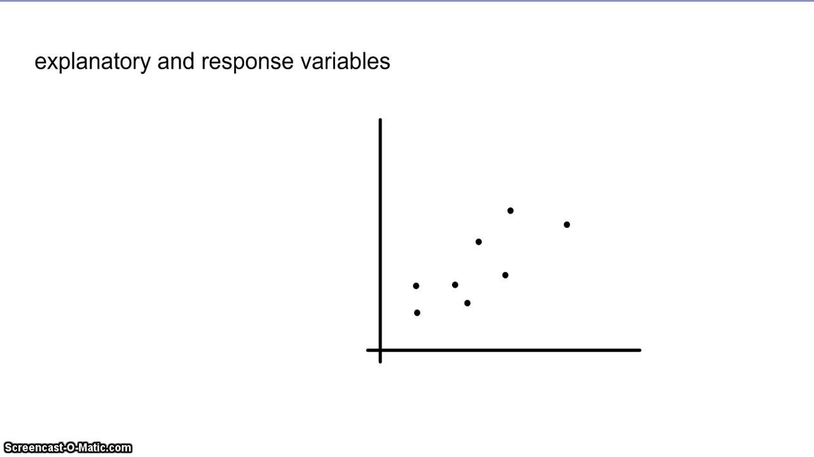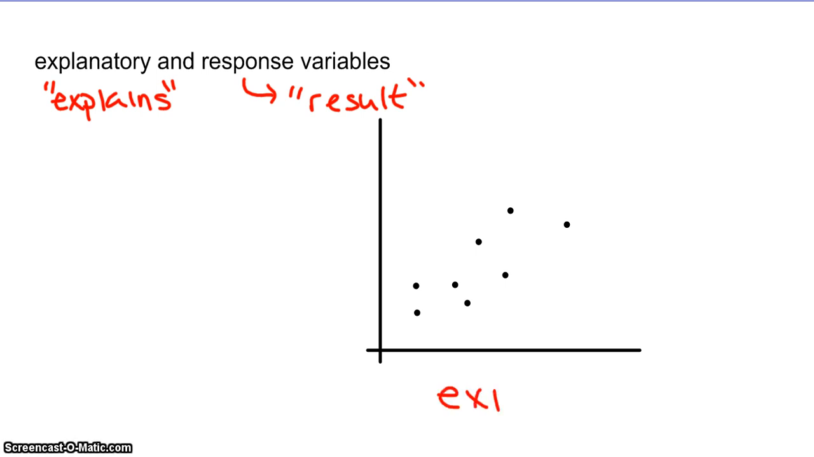Now, we'll have an explanatory and response situation, and we'll get into that more in the chapter, but what we're looking at is we think that one of my variables explains why I get a certain result. We don't want to call it cause and effect quite yet, because sometimes it will be a cause and effect, other times it won't. And when we graph this, we usually will put the explanatory variable on the x-axis, and then my response will go on the y-axis.